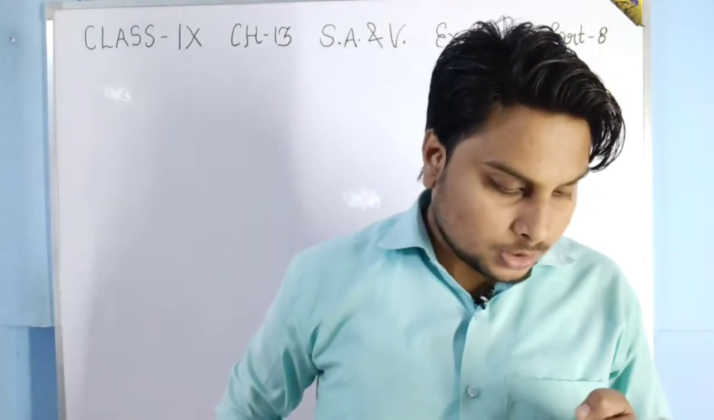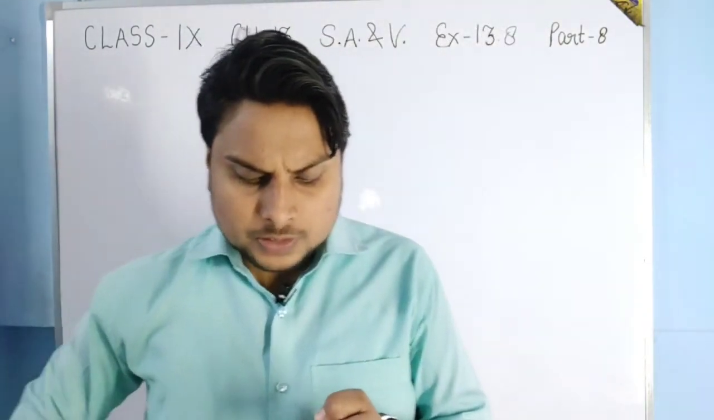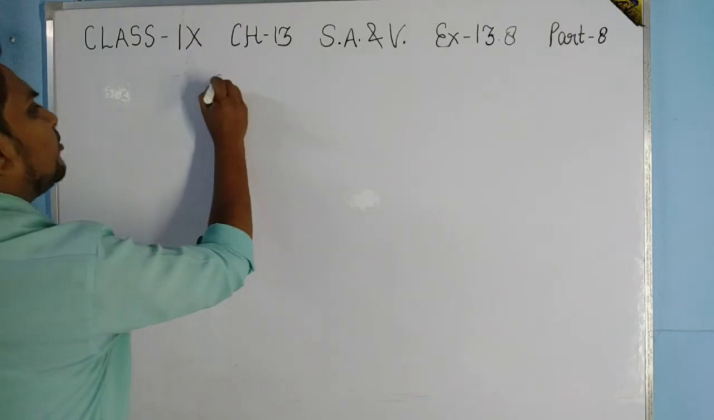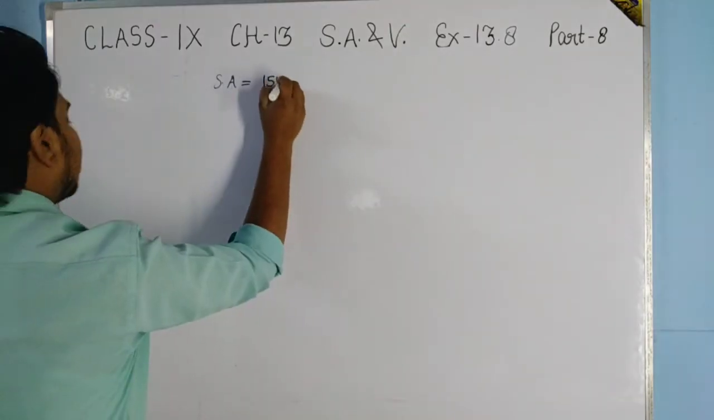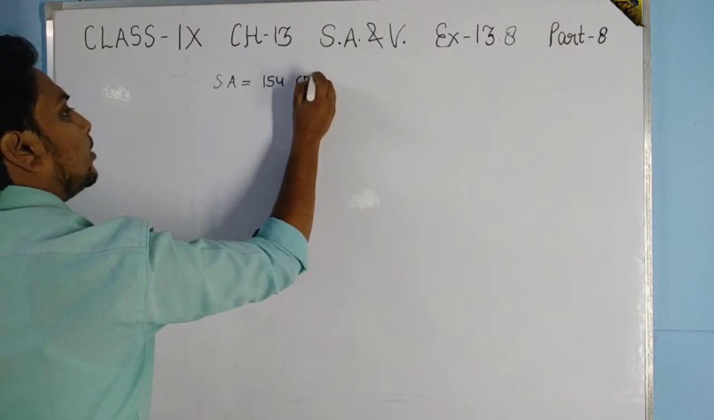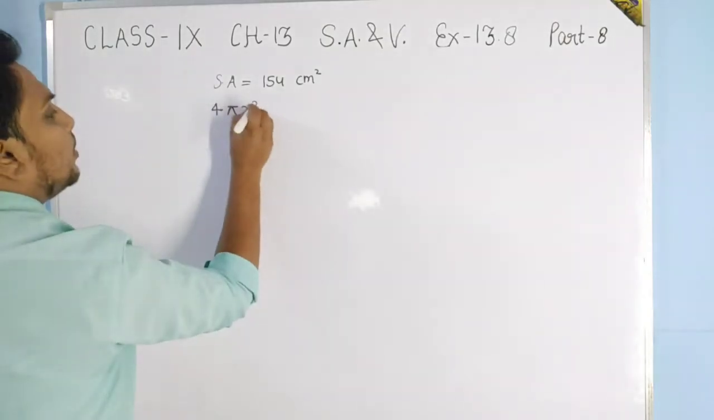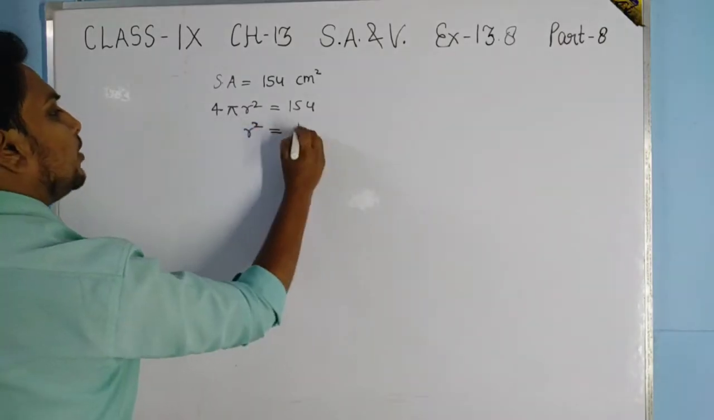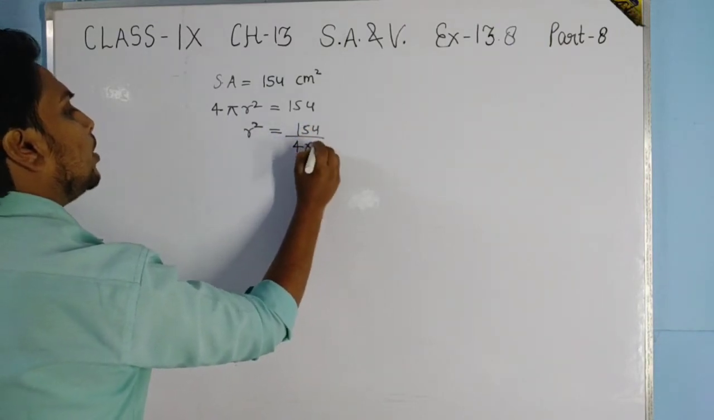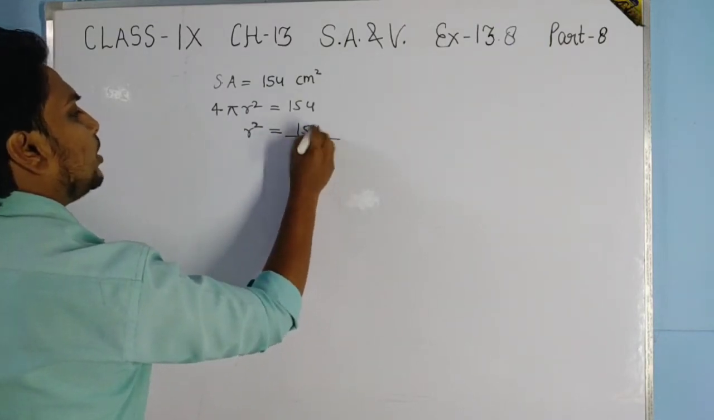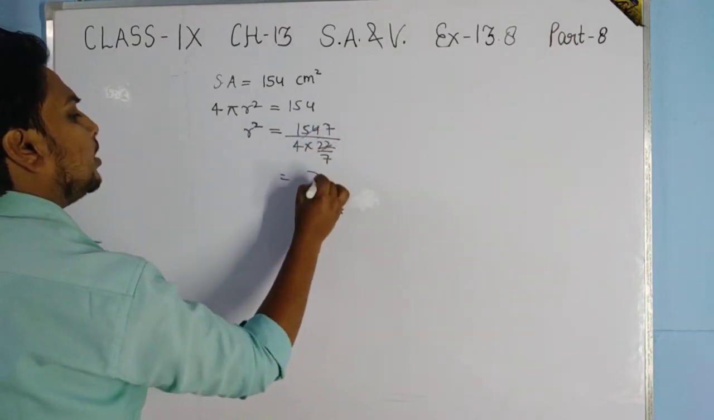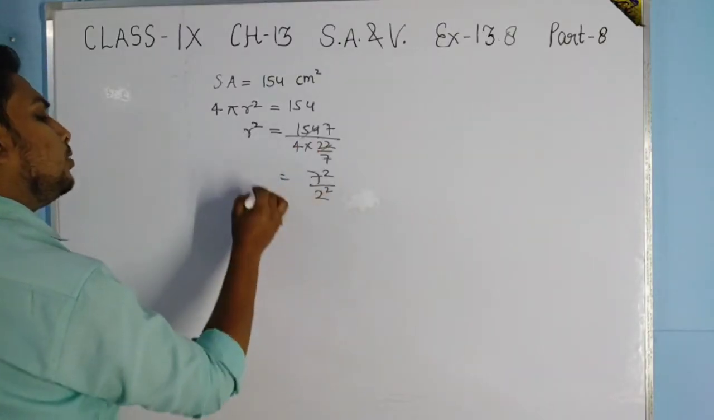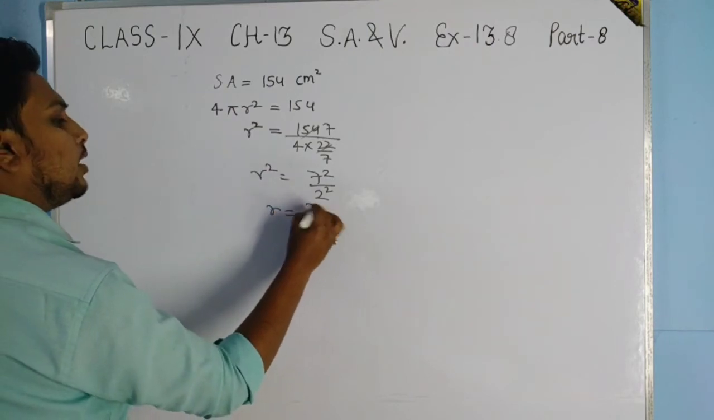Now students, coming to the next question. Find the volume of a sphere whose surface area is 154 centimeter square. What is the formula of surface area? It is 4 pi r square. From here you can find your r. It will be 154 upon 4 into pi, that is 22 by 7. So 7 into 7 means it will be 7 square upon 2 square, you can say, as 4 you can write as 2 square. So it is r square, and r will be 7 by 2.